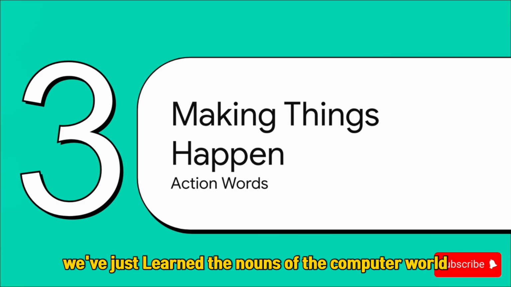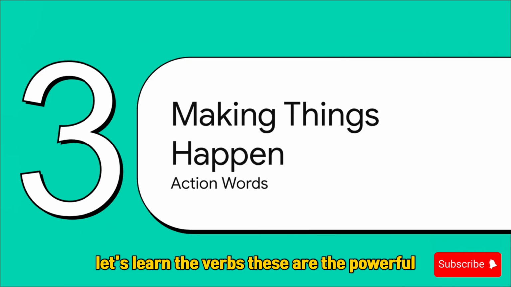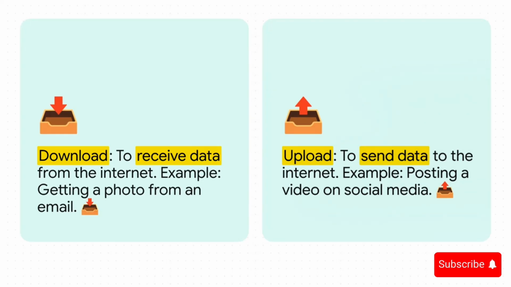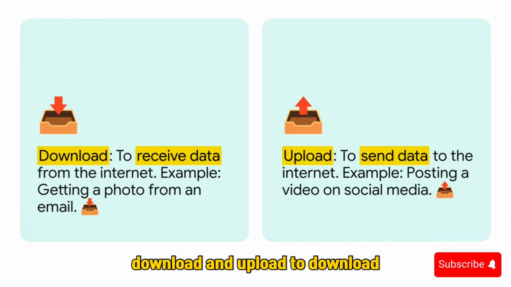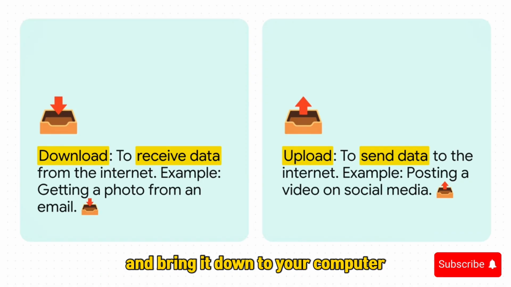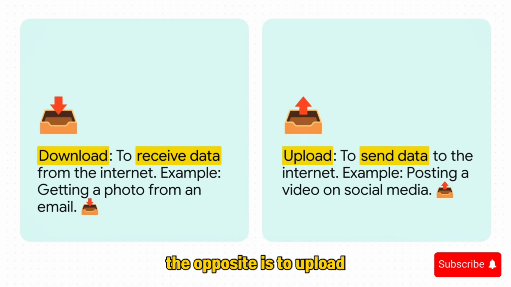So we've just learned the nouns of the computer world, the things you can see. Now, for section 3, let's learn the verbs. These are the powerful action words that really make things happen. Okay, listen up because this one is super important. Download and upload. To download is when you take something from the internet and bring it down to your computer, like when you save a photo from an email. The opposite is to upload.